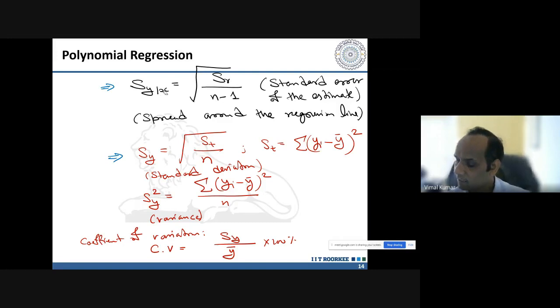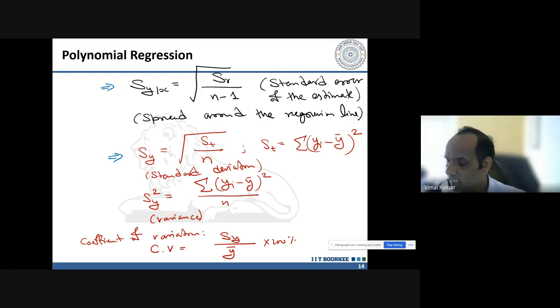So Sy/x, which we typically refer to as the spread around the regression line, is given by the square root of Sr over n minus 1. Sr, as I told you, is the sum of squares of residuals. Just like I said, a0 and a1 have already been estimated, so we are left with n minus 2 degrees of freedom.